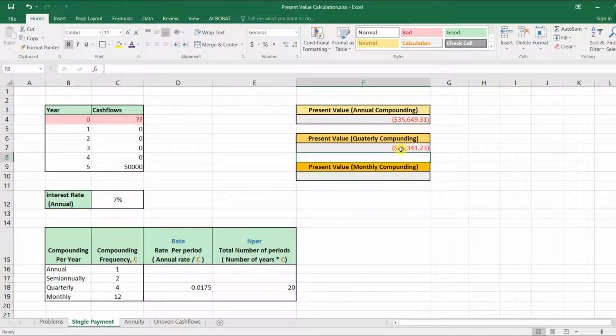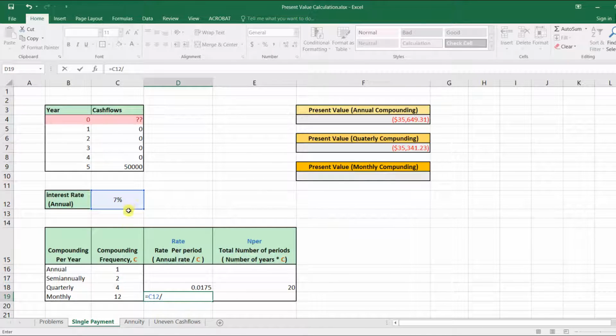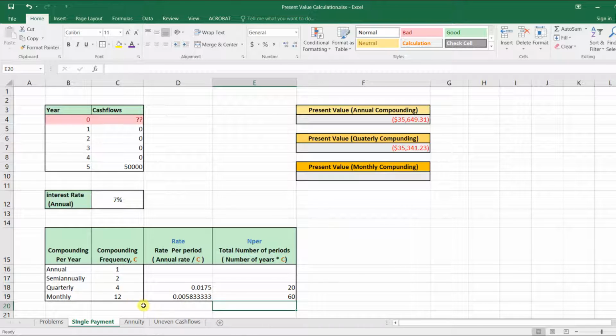As you can see, this time the present value is 35,341. And in the same way, we can change the rate and the number of periods for monthly compounding. So for monthly compounding, it will be this divided by this one, enter, and number of periods is this multiplied by this frequency, and then use these variables here to calculate the monthly compounding. I'm sure you can do that by yourself, so I'll not do this.